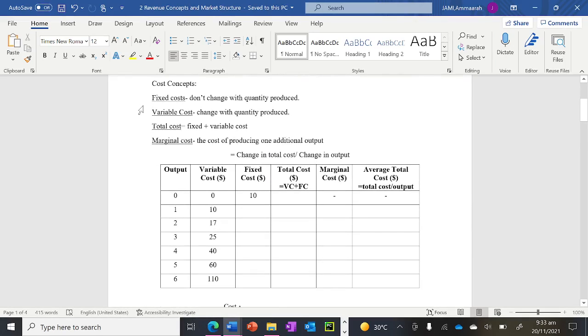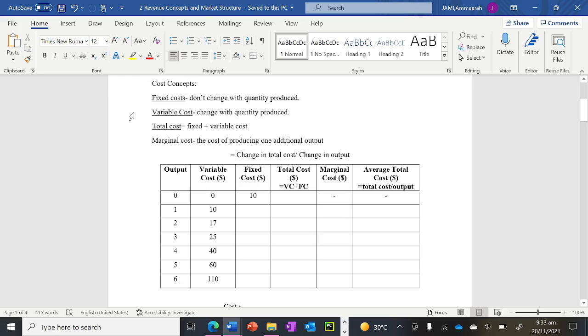So fixed costs are costs that don't change with the quantity produced. If you have a firm and you produce nothing, you still have to pay rent. If you produce a lot of things, you still have to pay the same amount of rent. It does not matter what you produce, you still have to pay that rent. So rent would be considered a fixed cost. Fixed cost is anything that you would have to pay no matter how much you produce. If you produce nothing or a lot, you still have to pay those costs. Those are called fixed costs.